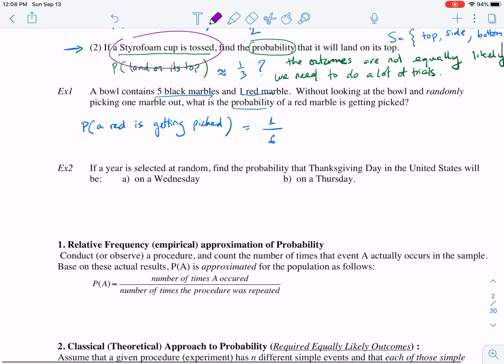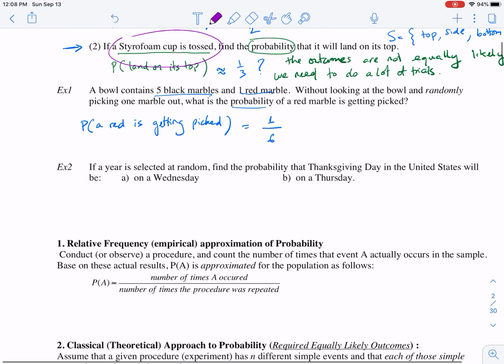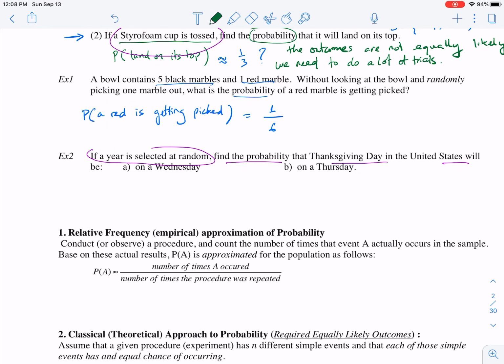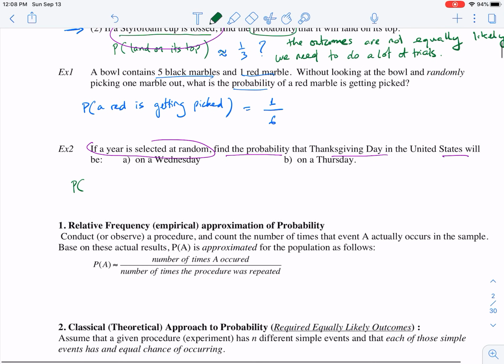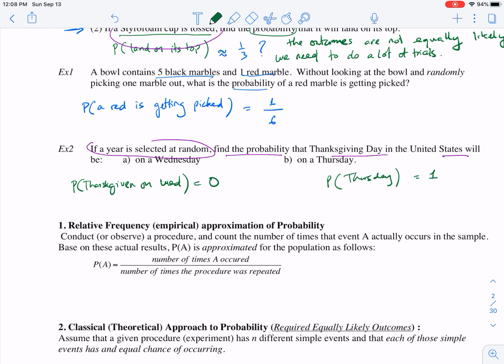Here's another way of calculating probability as well. If a year is selected at random, find the probability that Thanksgiving Day in the United States will land on a Wednesday. Well, if we live in the United States, you know that Thanksgiving is always on Thursday. So for any random year we pick, the probability of Thanksgiving being on a Wednesday is 0. It never happens. Whereas for Thursday, it's going to be 1, right? So this is more like a subjective approach.